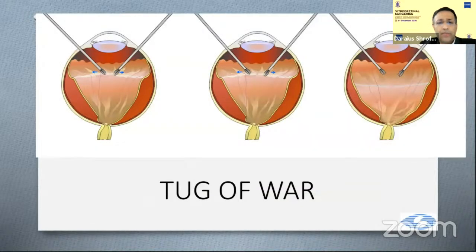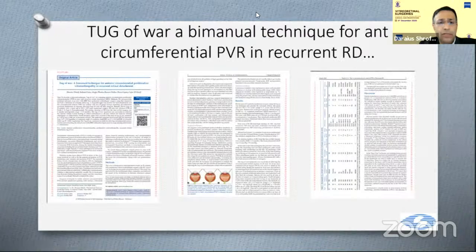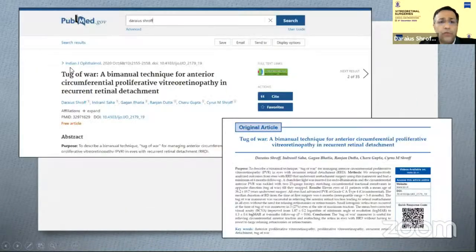So this is briefly how it is. You take the two forceps to break the bands. And I'm happy to share this is published in one of the recent issues of Indian Journal of Ophthalmology, Tug of War Bimanual Technique for Anterior Circumferential PVR in Recurrent RD.